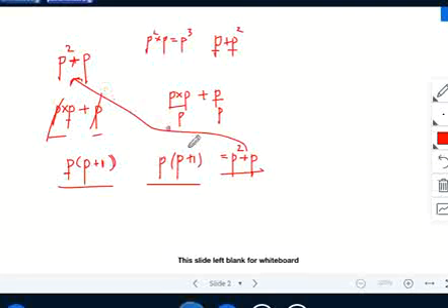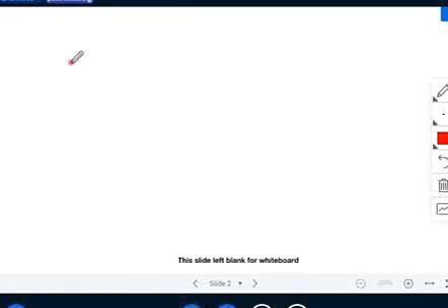In the same manner, factorize this one. X squared plus 7x. I'll just be back in a couple of minutes. Is that okay? Yeah, that's fine.